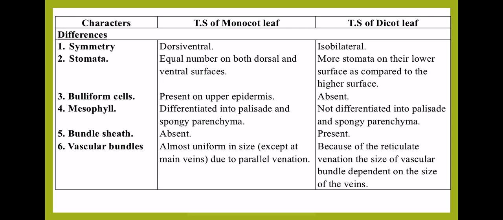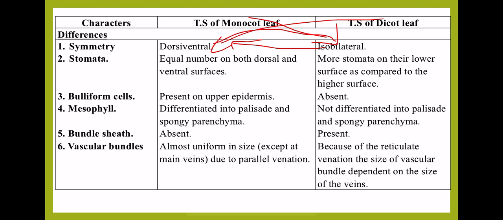Symmetry is dorsiventral in the dicot leaf, whereas in the monocot leaf it is isobilateral, meaning both sides are the same, whereas in dorsiventral they differ: the dorsal side has reticulate venation and fewer stomata. So let us now see stomata. Dicot is dorsiventral, monocot is isobilateral. Stomata are equal in number on both dorsal and ventral surfaces in the monocot, whereas in the dicot there are more stomata on the lower surface as compared to the upper surface, because if more stomata were present on the upper surface, transpiration would be more.